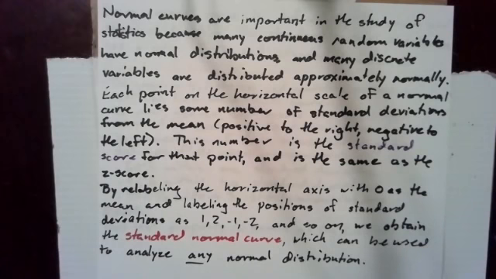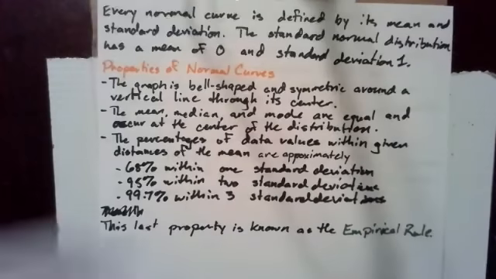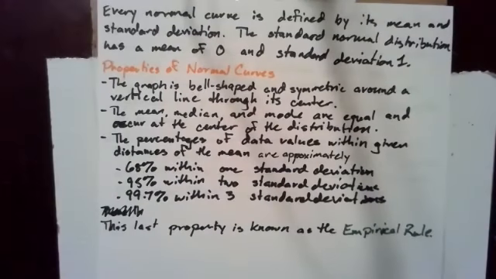By relabeling the horizontal axis with 0 as the mean and labeling the positions of standard deviations as 1, 2, -1, -2, and so on, we obtain the standard normal curve, which can be used to analyze any normal distribution. Every normal curve is defined by its mean and standard deviation. The standard normal distribution has a mean of 0 and standard deviation 1.